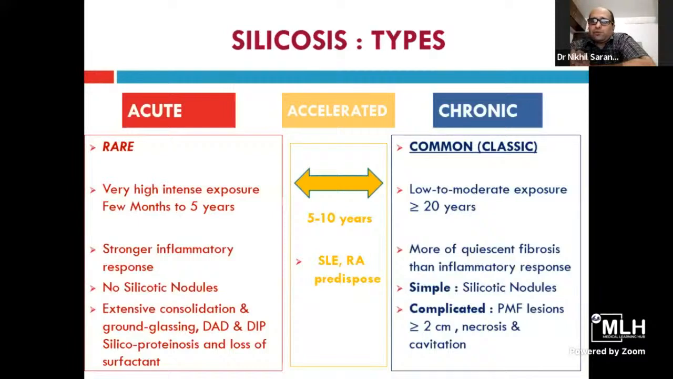The acute form is very, very rare. It is often caused by a very high intensity exposure, and disease develops within a few months to 2 years. The more common form is the chronic form, with low to moderate exposure for more than 20 years, mainly a chronic occupational exposure like our patient. You have more quiescent fibrosis in the chronic phase, unlike the inflammation seen in the acute phase. There is simple silicosis, with silicotic nodules, and complicated silicosis, with progressive massive fibrosis lesions seen on CT scan or X-ray, which are more than 2 centimeters, with necrosis and cavitation. In between, you have a hybrid form called the accelerated form, which can take 5 to 10 years to develop after the exposure. This is more common in patients with underlying connective tissue disorders like lupus erythematosus and rheumatoid arthritis. Next.